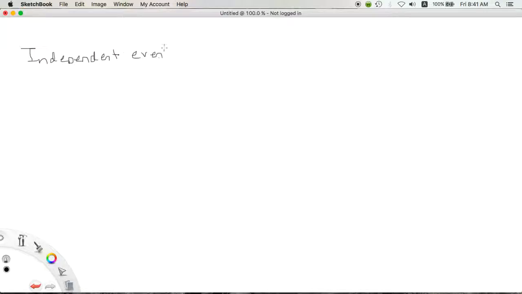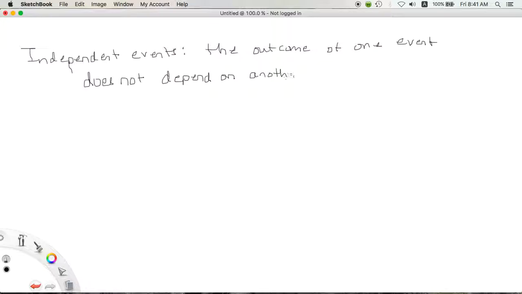The second benchmark for probability is to identify independent events and calculate their probabilities. An independent event: two events are independent if they don't depend on each other. It's kind of obvious, but the outcome of one event does not depend on another event.